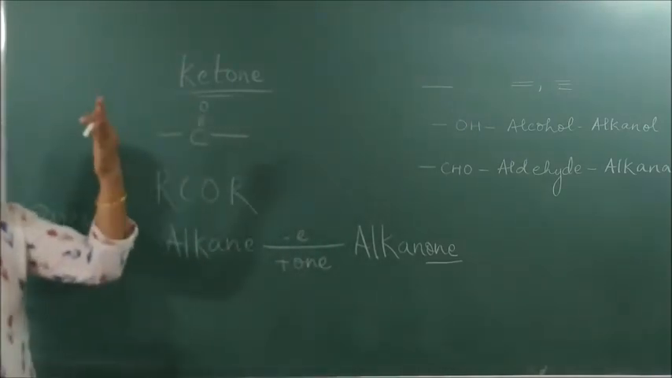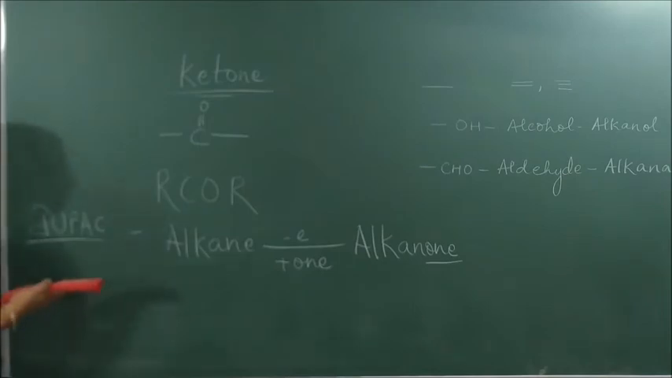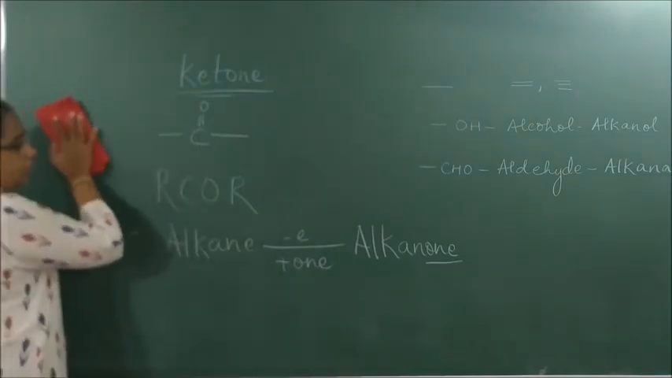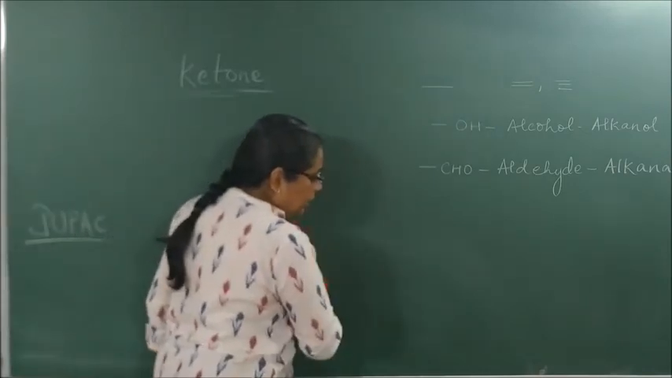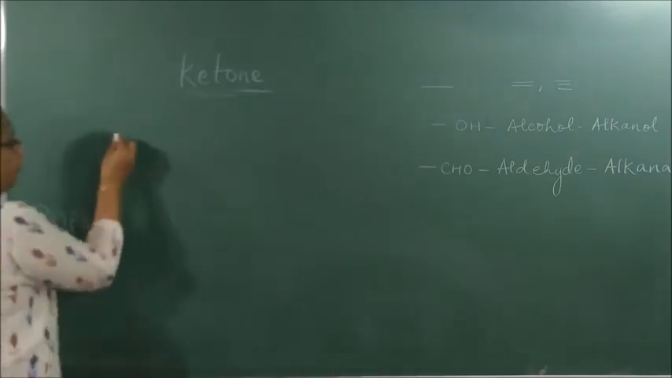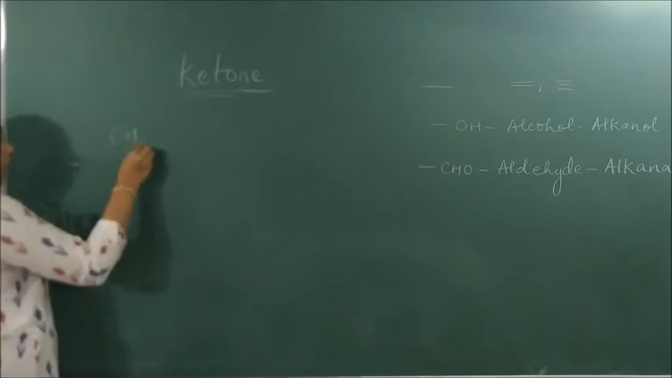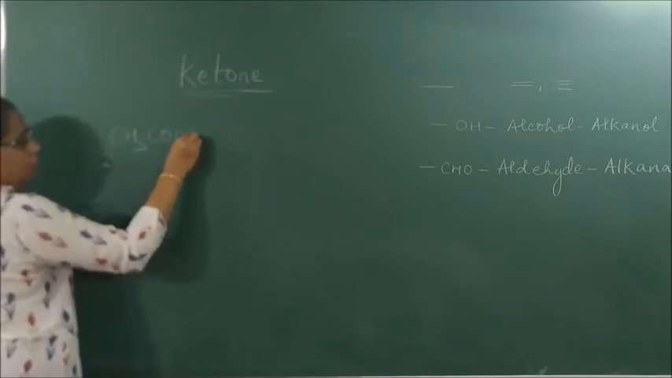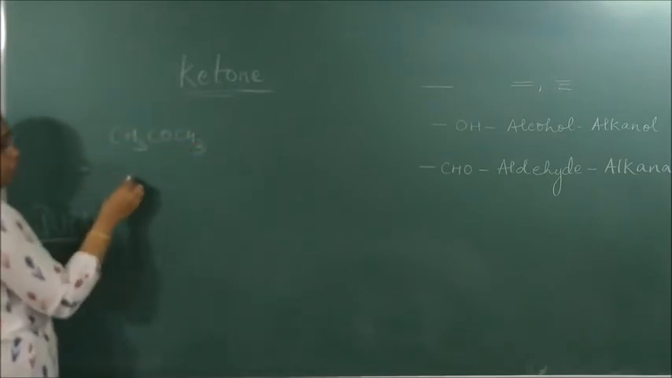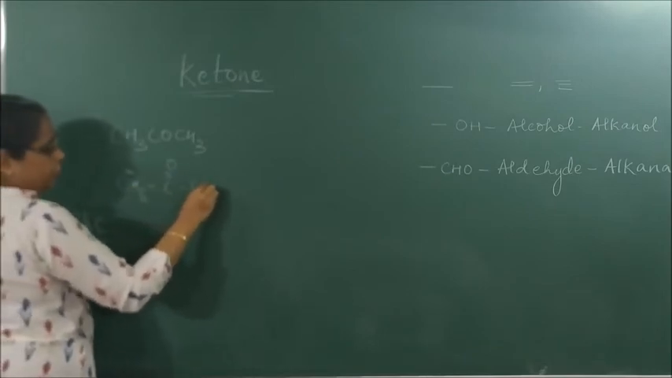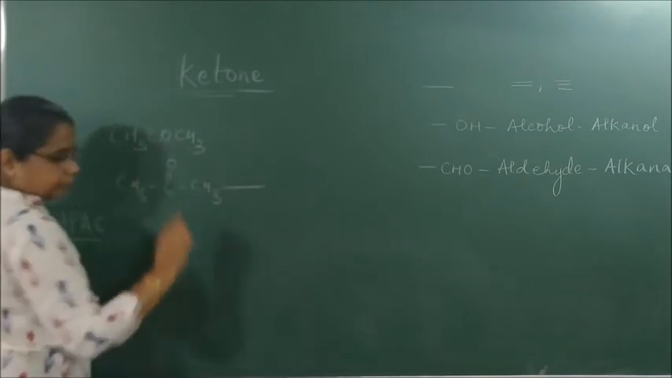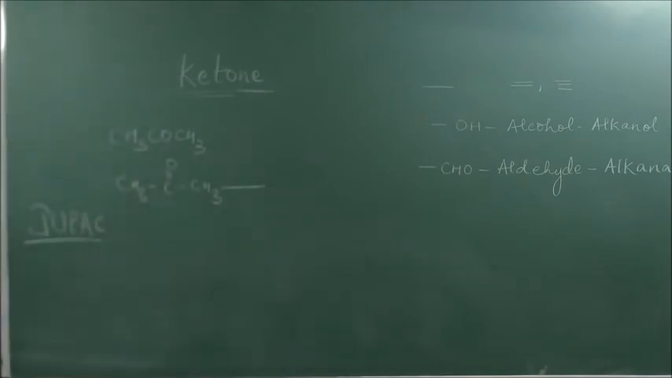Now you know what homologous series are? Homologous series are a series of compounds. So we'll write our series of ketones. First ketone, because it is RCOR, is CH3, CO, CH3. This can also be written as CH3, C double bond O, CH3. First member. Okay.